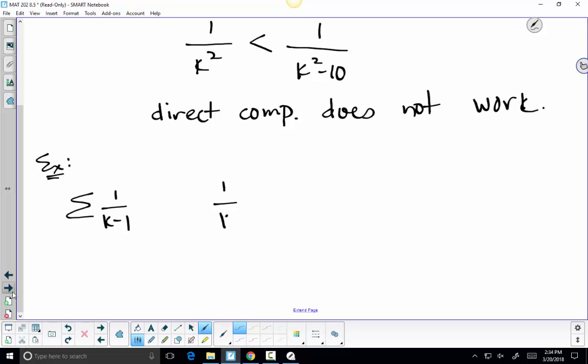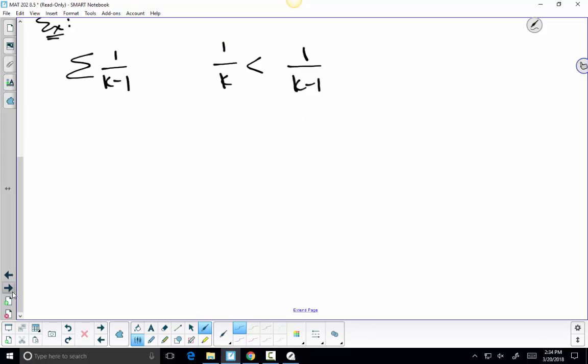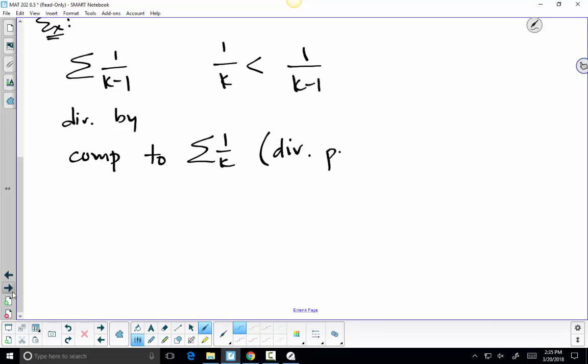So first, let's see if we can establish the correct relationship here. Oh, actually, we can here, can't we? All right. So this denominator is smaller, so this is bigger. Now we have the smaller series diverging, so the bigger one diverges. So this diverges by comparison to this. And this is a diverging p series.